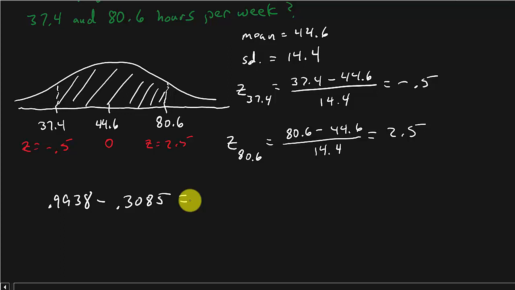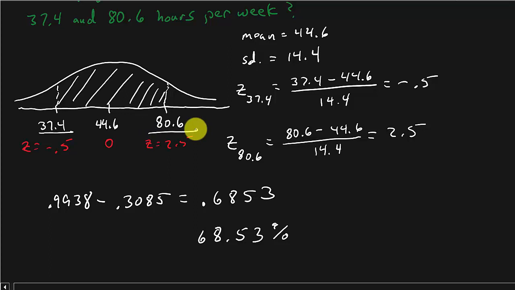And then when we subtract the two, we get 0.9938 minus 0.3085, and that is equal to 0.6853. So that's 68.53%. So 68.53% of self-employed Americans work between 37.4 and 80.6 hours per week. Okay, so that's what we were finding.